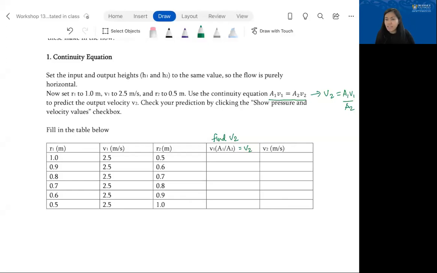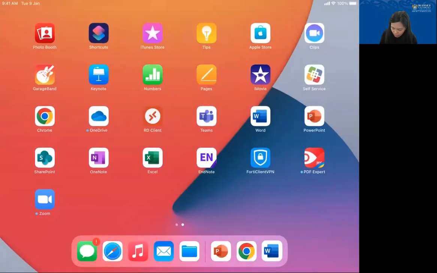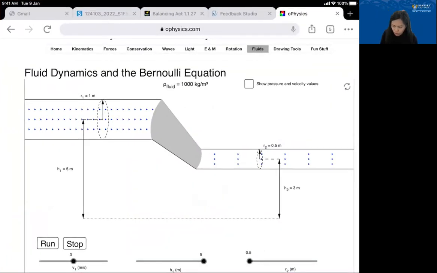Okay, it's 10:40. So I've hit the record button, and let's look at some solutions, some answers to the questions here. If you've had a chance to look at the website, the simulation looks like this.